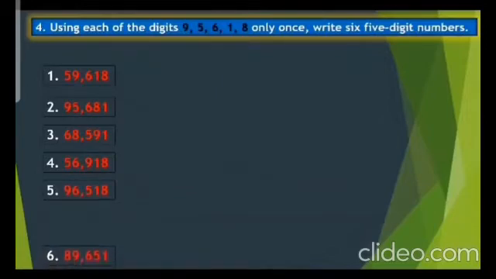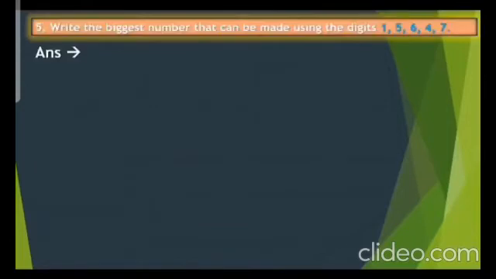And the last number is 89,651. That is 89,651. Now children, let us see the fifth question. Write the biggest number that can be made using the digits 1, 5, 6, 4, 7. We have to make a biggest number.